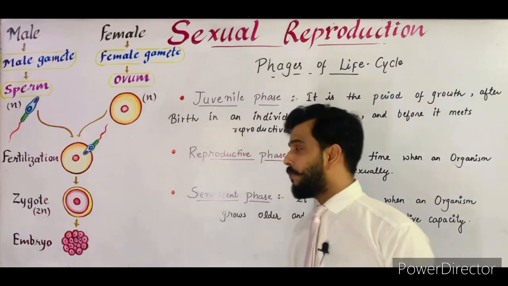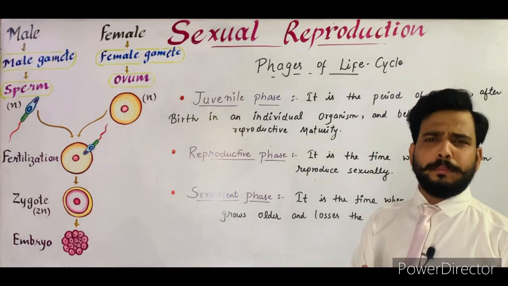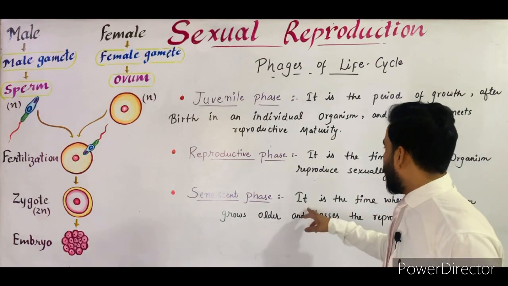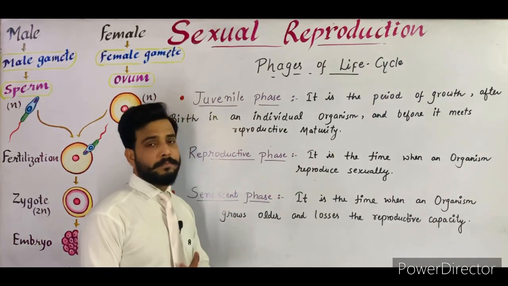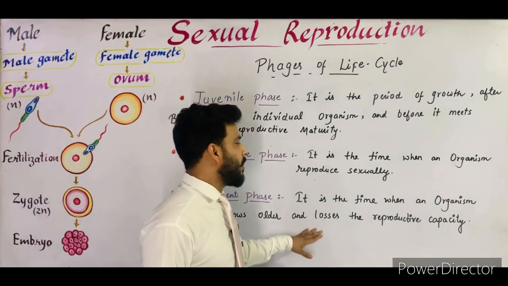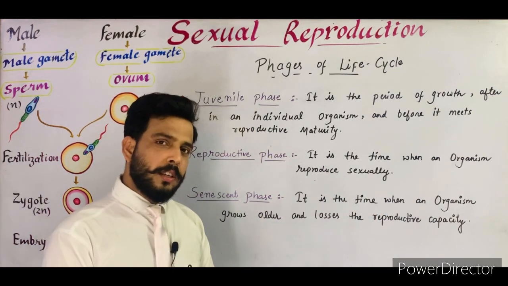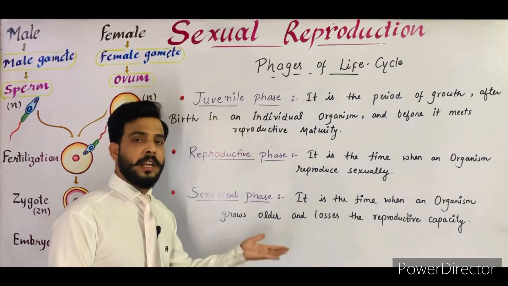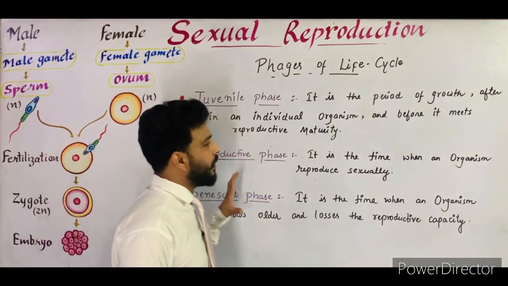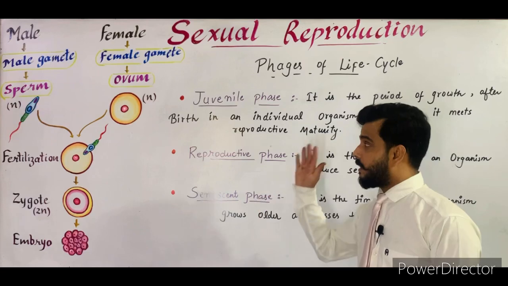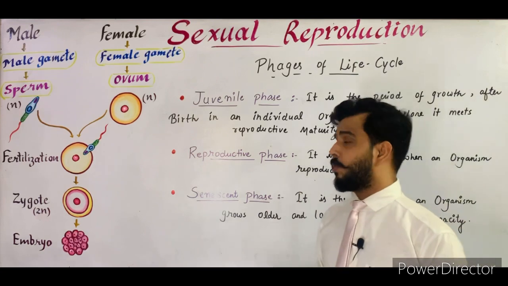Now the last phase of life is the senescent phase, when the organism grows older and is unable to reproduce sexually. Senescent phase is the time when an organism grows older and loses the reproductive capacity, meaning it is unable to reproduce sexually, so it loses its capacity for sexual reproduction. This particular phase of life is known as the senescent phase. So I described all 3 phases, all 3 stages of the life cycle. These are the juvenile phase, reproductive phase and senescent phase, and I hope everything is very clear to all of you.